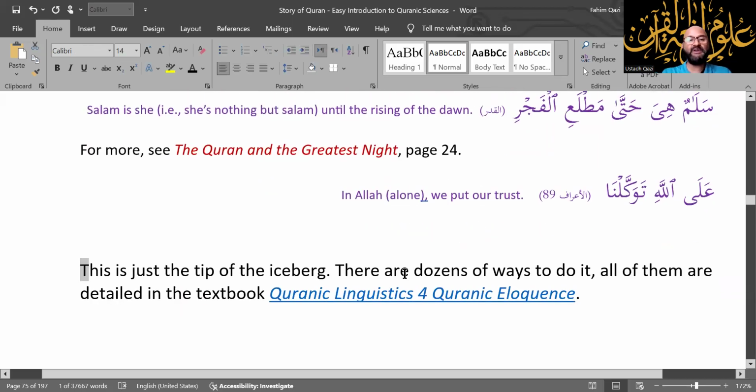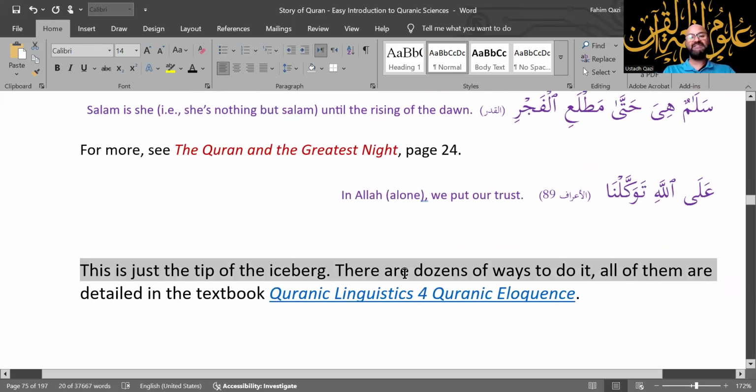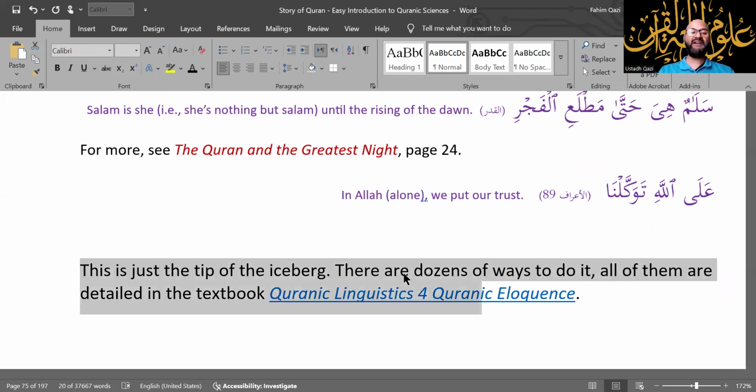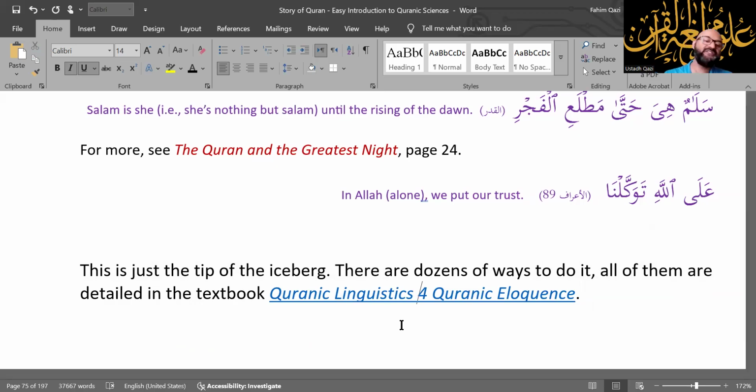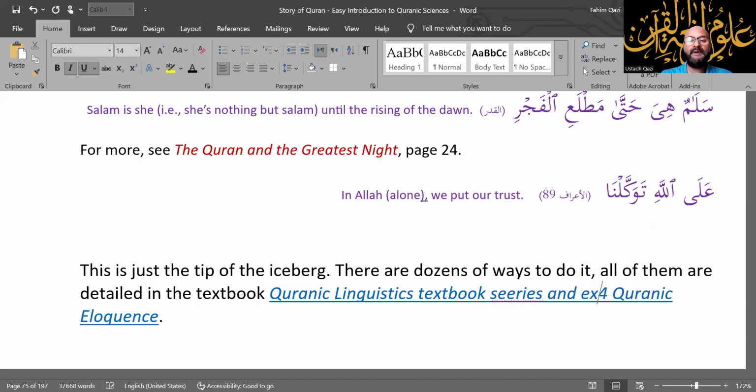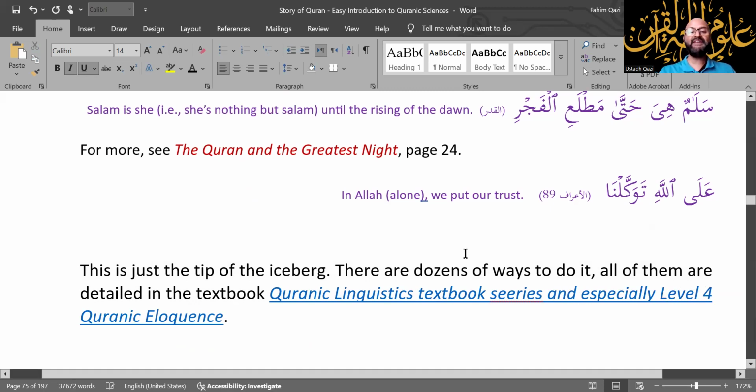This is just the tip of the iceberg. There are dozens of ways to do it. All of them are detailed in the Quranic Linguistics textbook series. Actually, I should say level 4 and level 5. Actually, it's throughout the series. So not just level 4, but throughout the series. You will find examples of taqdeem and ta'khir as soon as you start studying an-nahu grammar.